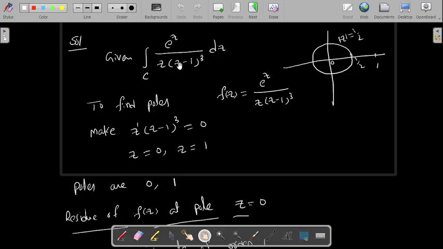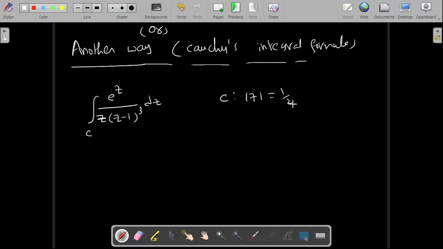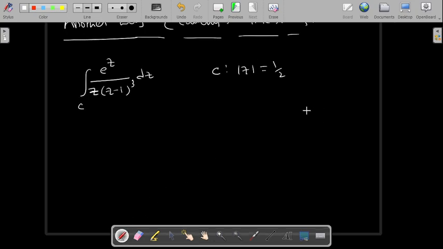The integral over C of e power z by z into (z minus 1) whole cube dz, where C is the circle mod z equal to 1 by 2. Now what you have to do is draw the circle with center 0 and radius 1 by 2.